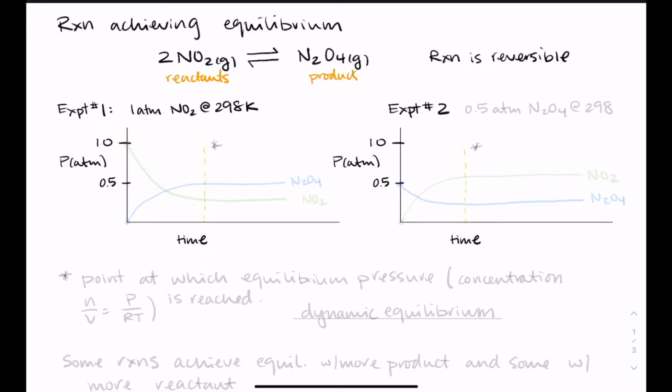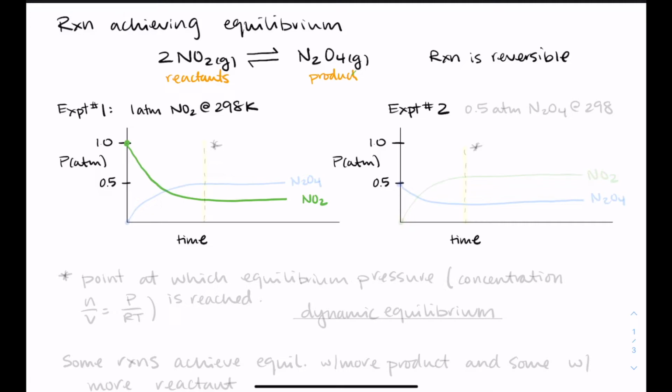So experiment 1 that we're going to do with this reaction is we're going to start with 1 atmosphere of NO2 at 298 Kelvin, which means that's the only thing that we're starting with. So we're going to start with all reactants, no products. And what this would look like on my graph, I'm going to graph pressure versus time. So as my reaction goes, I start with 1 atmosphere of NO2. I start with 0 atmospheres of N2O4.